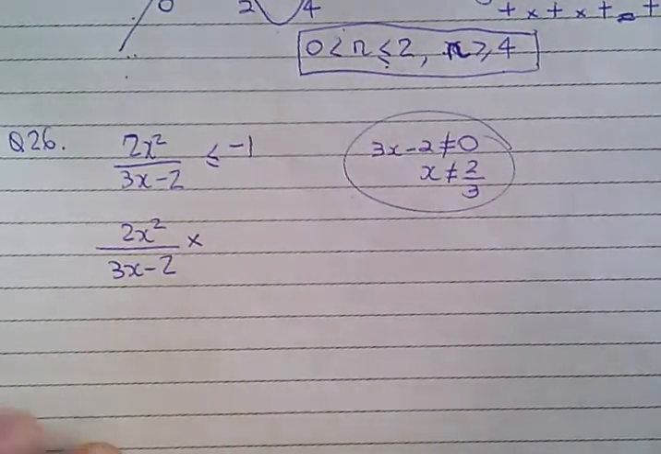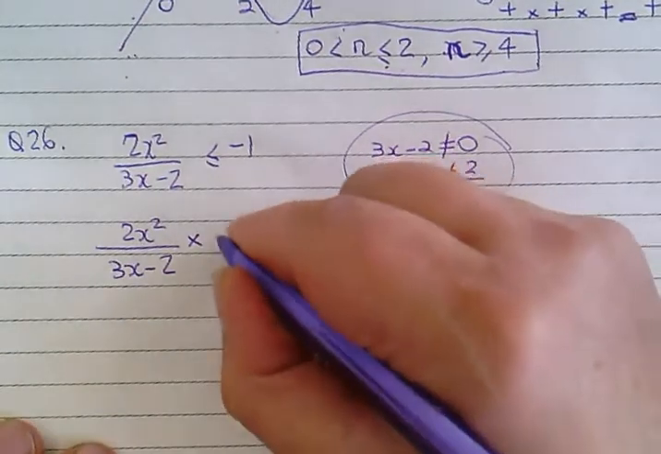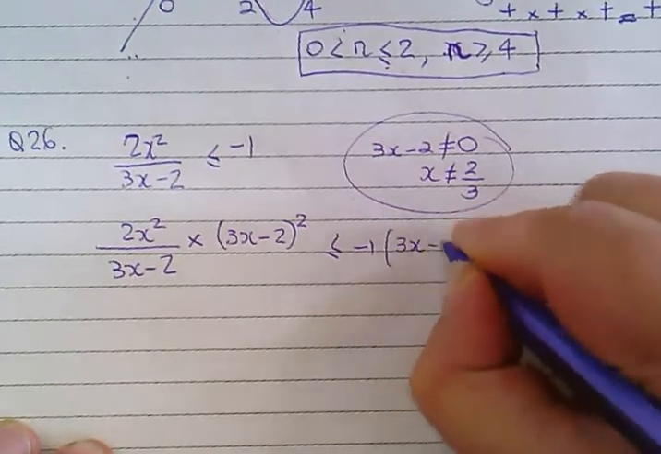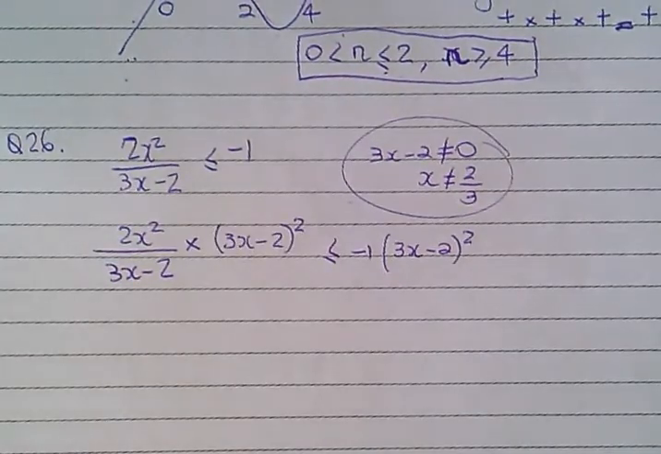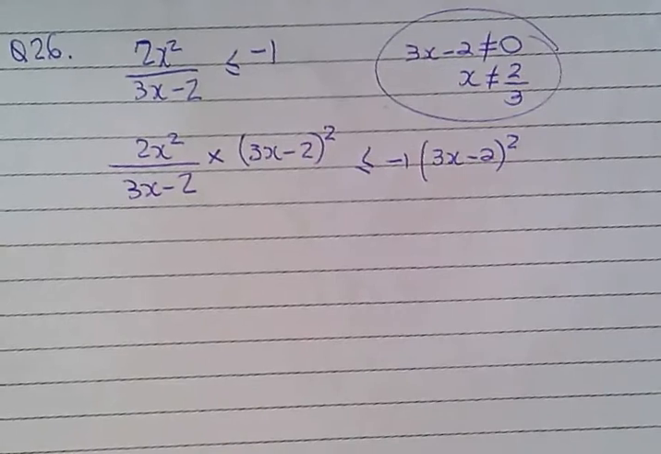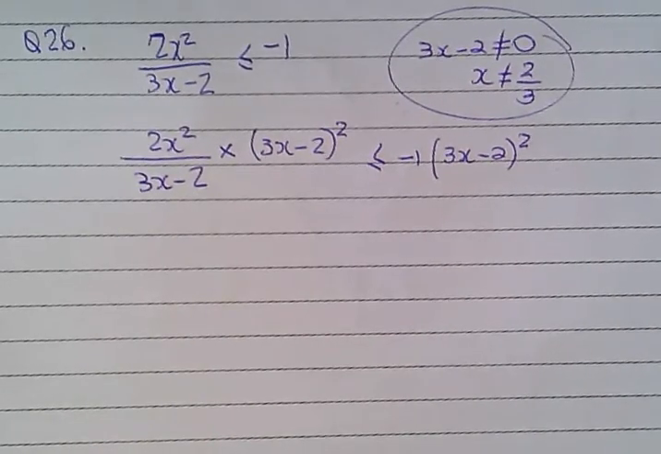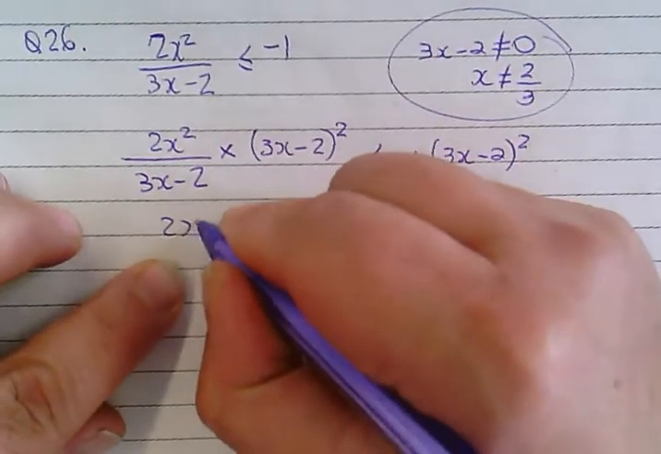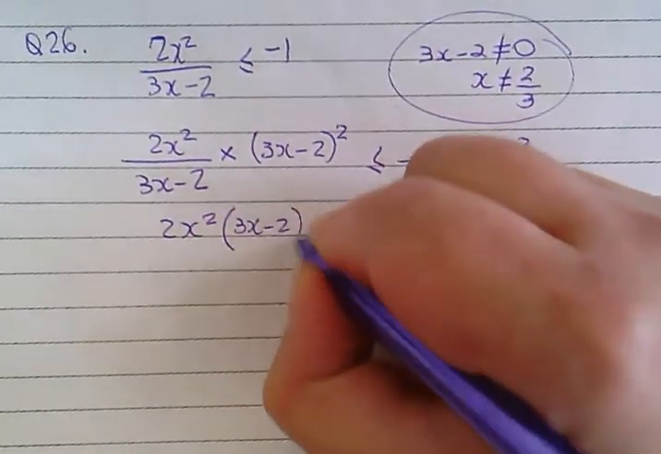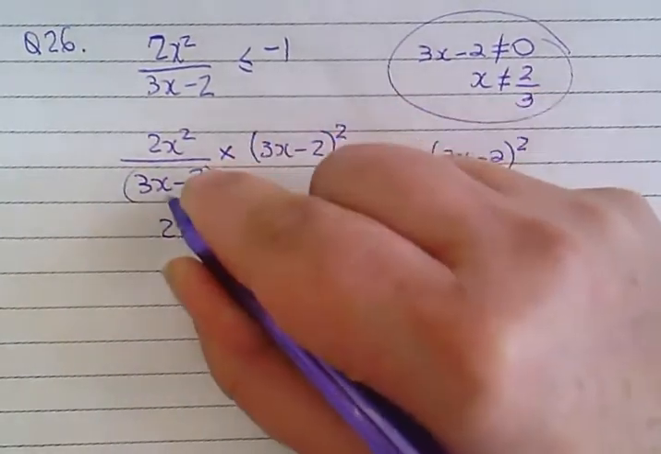I multiply both sides of the inequality by the square of the denominator, which is 3x minus 2 squared. So notice, I've just taken my left-hand side, multiplied by the denominator squared, multiplied my right-hand side by the denominator squared. All good? I don't go expanding. The idea of doing this step is to eliminate the denominator. So what's my new numerator on the left-hand side? 2x squared, bracket, 3x minus 2. Because one of those, 3x minus 2, cancels with the one down the bottom.